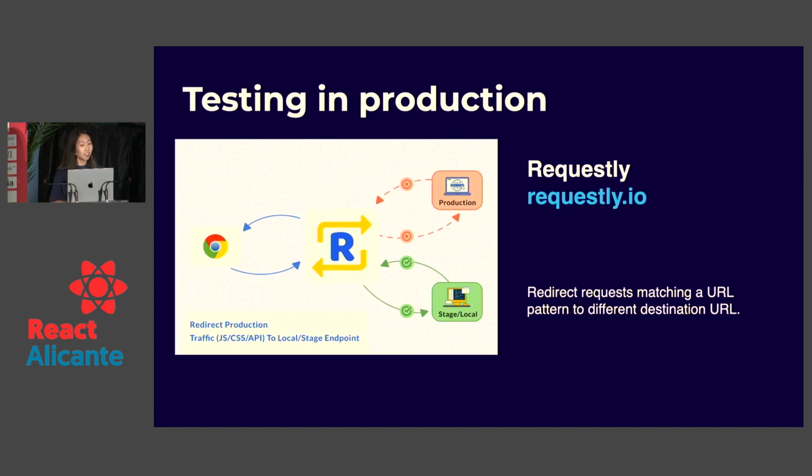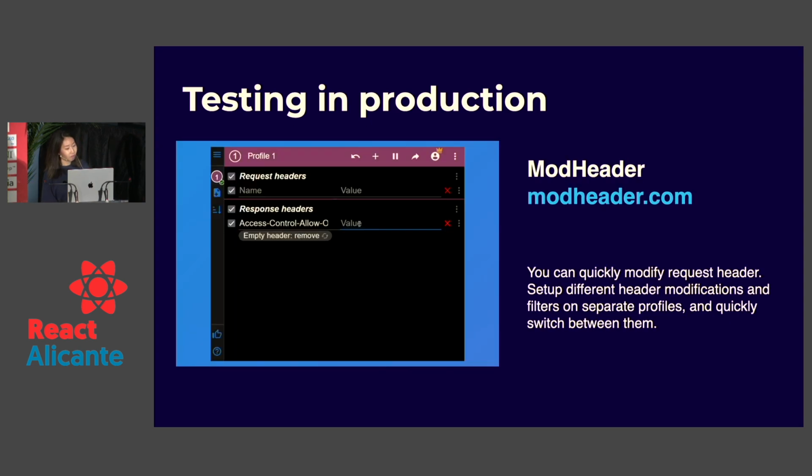So the tools that came in handy in this situation were Requestly, which helps you redirect requests matching a URL pattern to a different destination URL. For example, if it was pointing to localhost 8000, you can actually make it point to your production API endpoints. And ModHeader lets you modify request headers. You can use different production accounts to do the testing and then erase the record from the server. These tools were something that I used myself personally, and it was very helpful. This is enough to test the OAuth flow in production as long as you don't manipulate the data.